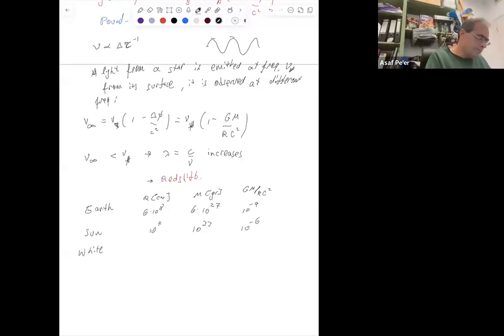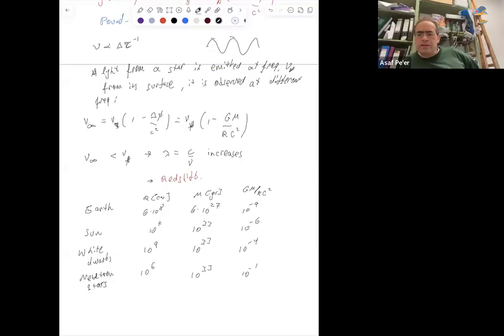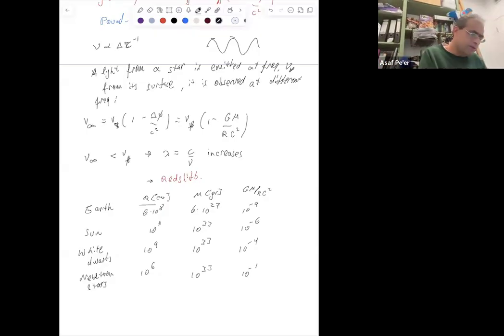Stars which are called white dwarfs have much smaller radius and similar masses to that of the sun, and their gravitational potential is 10 to the minus 4. And finally, neutron stars, the most compact objects that still exist without black holes, have a radius of 10 to the 6 and roughly the same mass as the sun. The GM over r c squared is around 10%. And this is very notably seen when people are doing spectroscopy to try to get what the elements are in these stars.